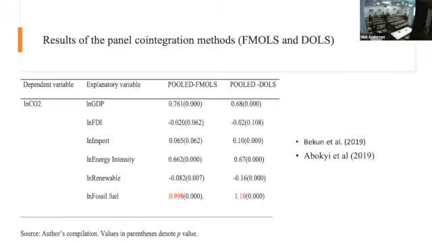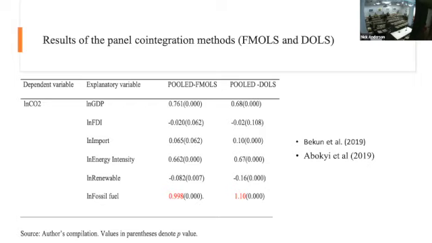Regarding the long-run relationship, here I tested both fully modified OLS and dynamic OLS. Fully modified OLS is a little bit different from dynamic OLS. Fully modified OLS is a non-parametric estimation, while the other one is a parametric estimation. These methods are very popular, especially in this area, and they also solve the issue of serial correlation and endogeneity.